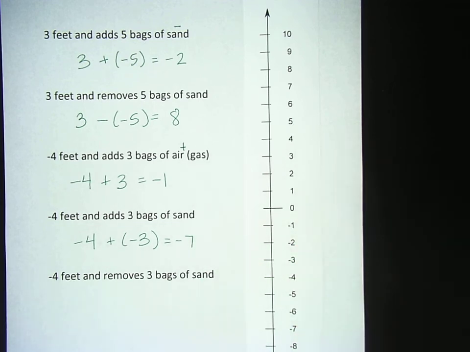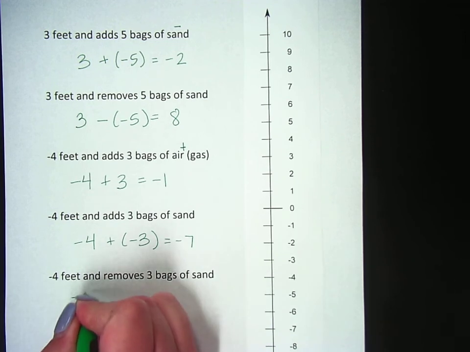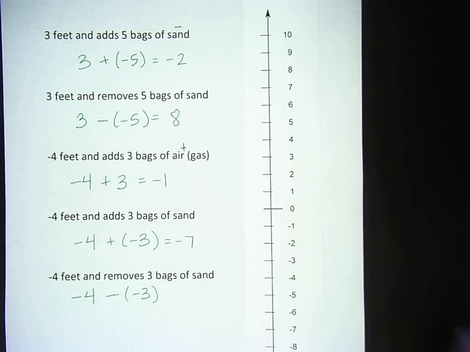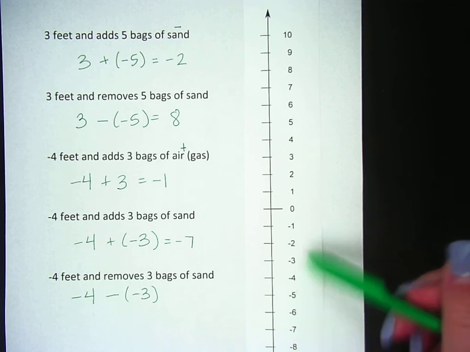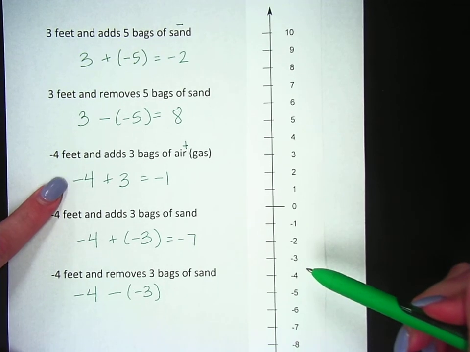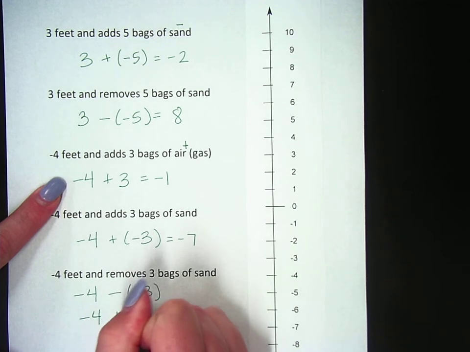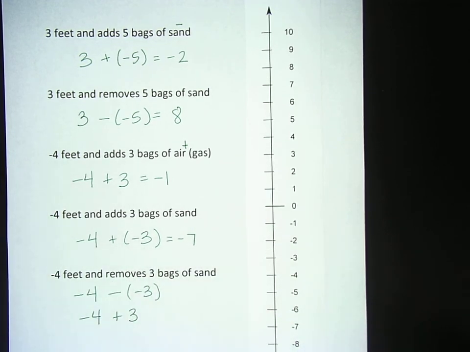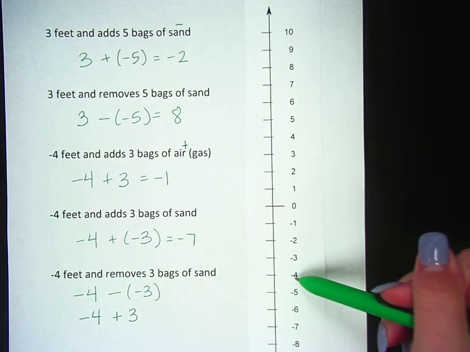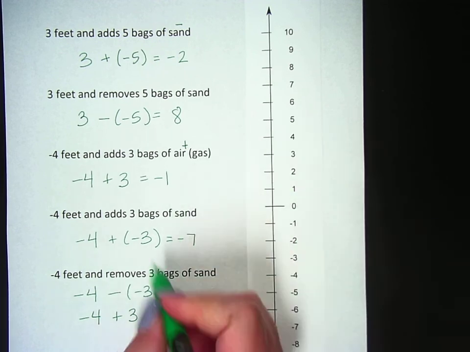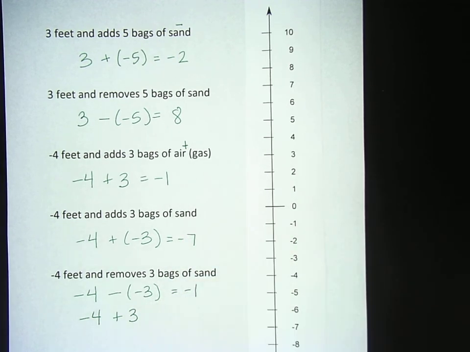Okay. This last one's probably the hardest. He's at -4 and he removes 3 bags of sand. So if I cut off my sandbags instead of going in the negative direction, that's the same as this problem right here. When I remove sand, it brings it up just the same as adding. Okay, so in which case he was at -4, he removed that sand, that would raise him up to -1.